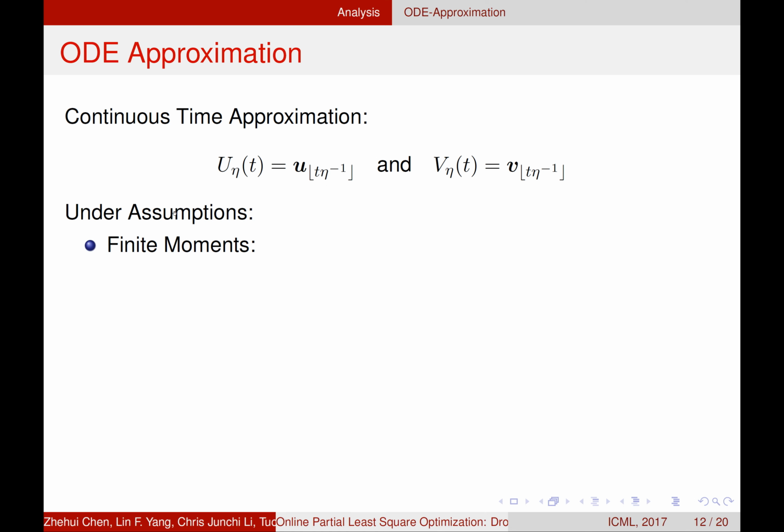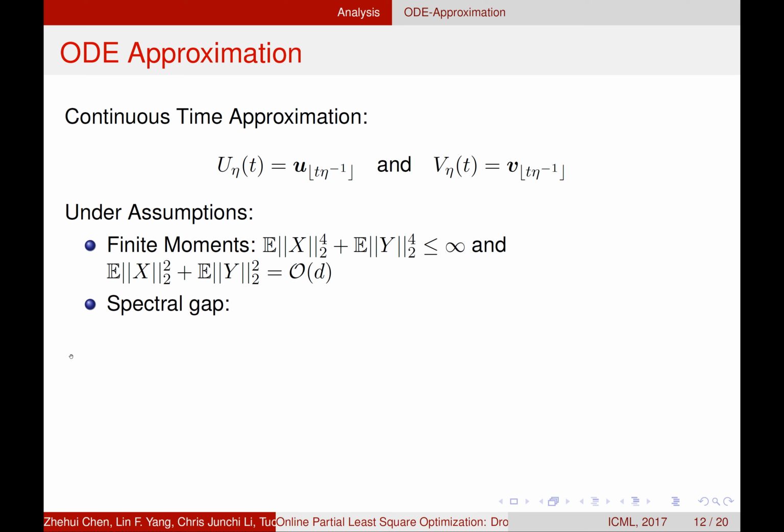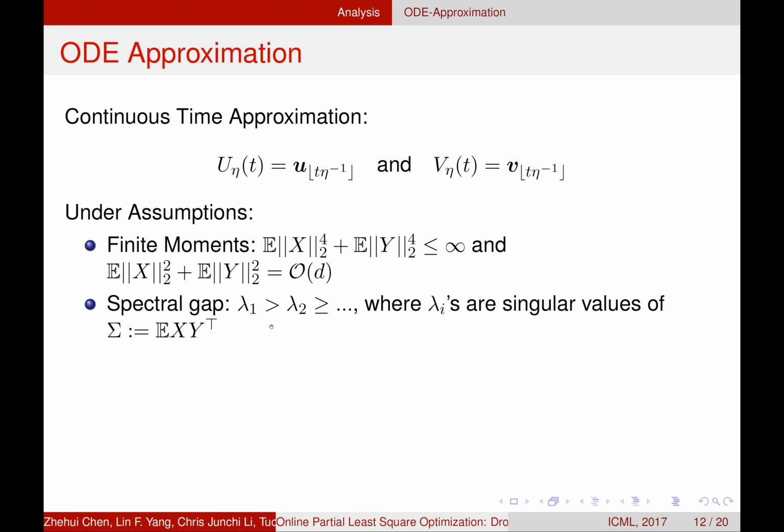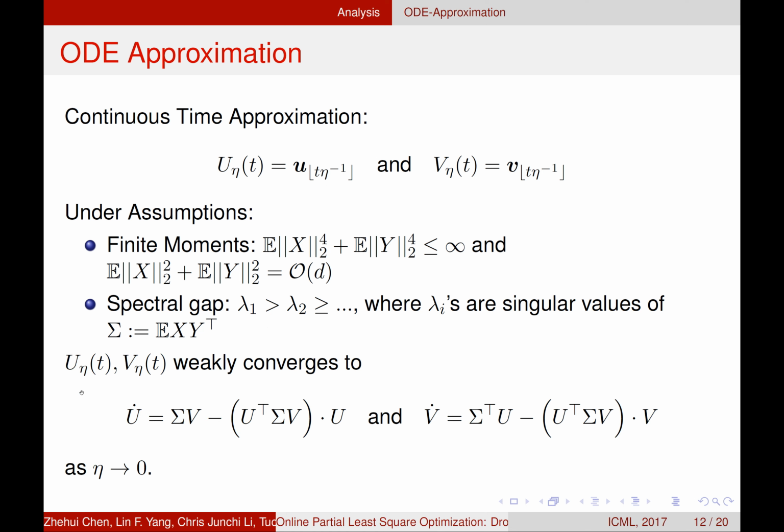First of all, the first assumption is finite moments. We require that the sample data x and y, the two norms of the sample data, have a finite first moment and a finite second moment. The second assumption, we require a spectral gap in this covariance matrix sigma. We require that the first singular value is strictly greater than the second singular value. Under these two assumptions, we show that these two new random variables weakly converge to the following ordinary differential equation, as eta goes to 0.